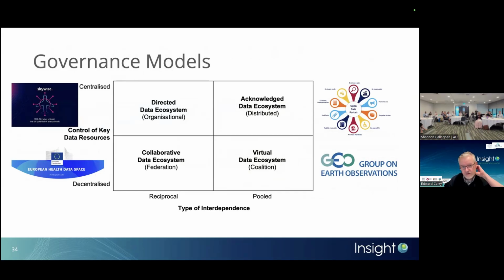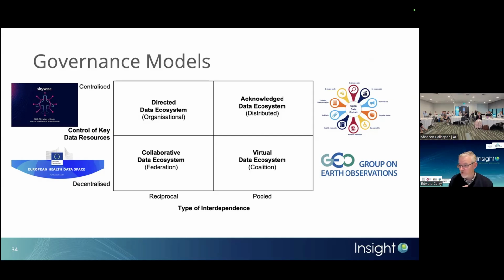So this matrix here talks about who controls the data resources. Do you have centralized control or decentralized control? And what's the interdependency within the ecosystem? Is it a reciprocal interdependency or is it a pooled interdependency? What's interesting here is depending on what the dynamics are in your ecosystem, you have different ways of wanting to design your governance. The first example, the top left, is very much centralized with a reciprocal kind of support. The example I give there is Skywise.